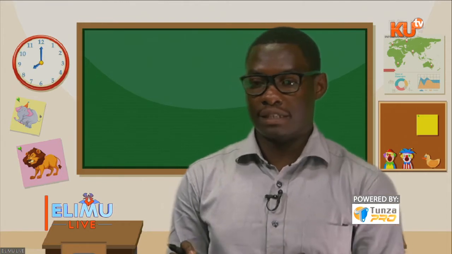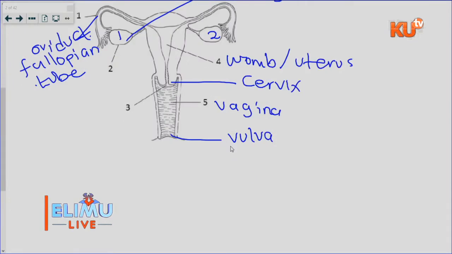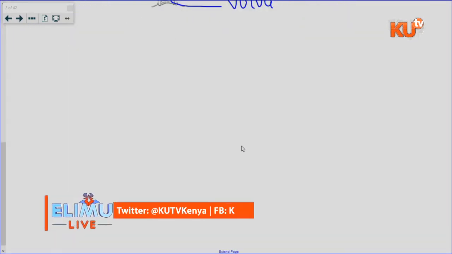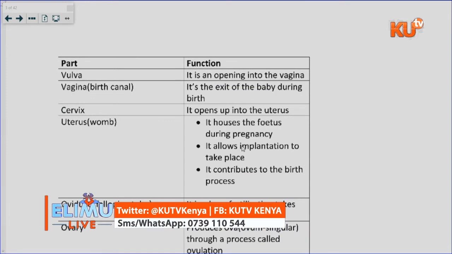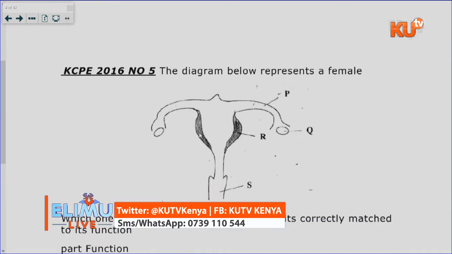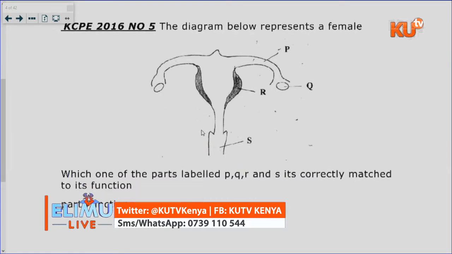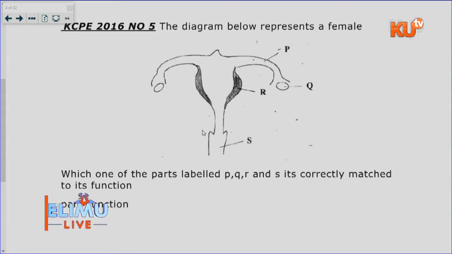So my first KCPE question is 2016, number 5, and it came from what we have just learned. So let's look at the question. 2016, number 5, I will read. The diagram below represents a female reproductive system. Which one of the following parts labeled P, Q, R, and S is correctly matched to its function? So the first thing, we identify the parts.